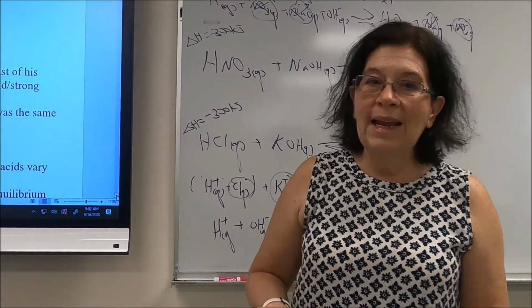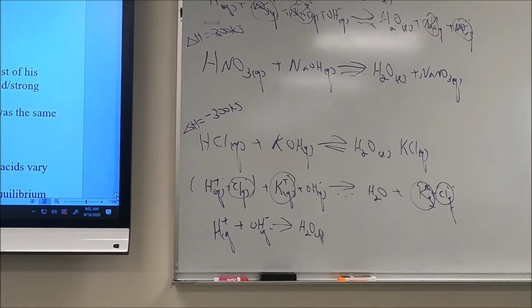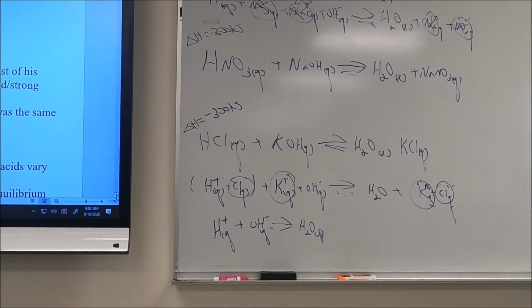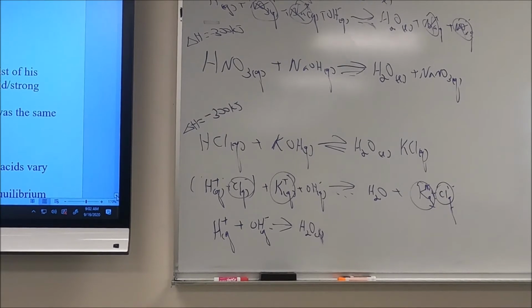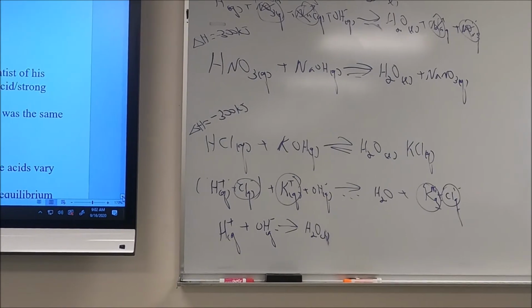So what Arrhenius figured out was that anytime he reacted a strong acid and a strong base, really the underlying net ionic equation was the same. And that explained why he kept getting the same delta H for the reaction.